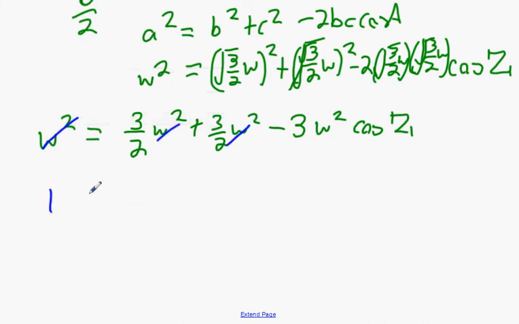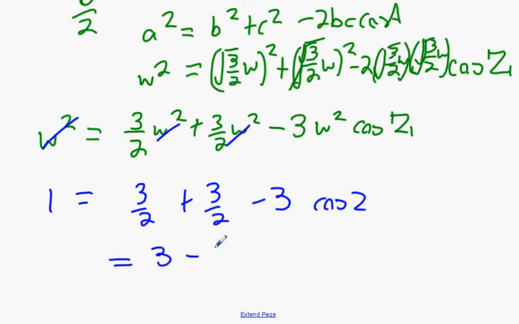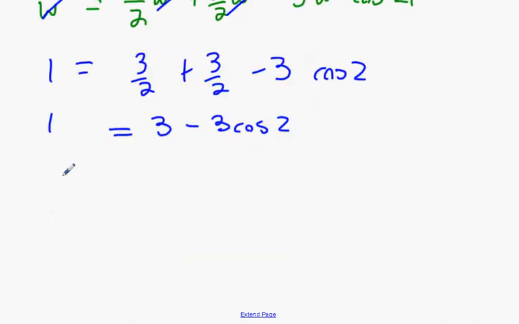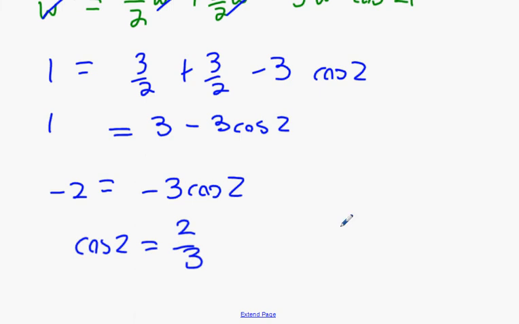And we get 1 equals 3 over 2 plus 3 over 2 minus 3 cos z. 3 over 2 plus 3 over 2 is 6 over 2, which is 3 minus 3 cos z. Minus 2 equals minus 3 cos z. Cos z equals 2 over 3. Yeah, I'll pick that one up tomorrow.